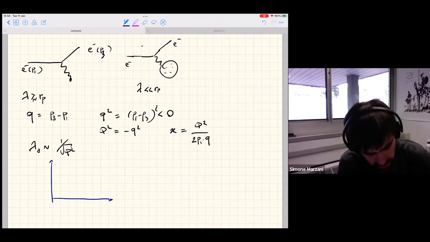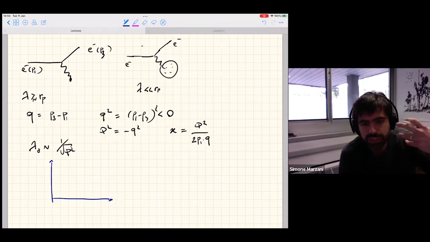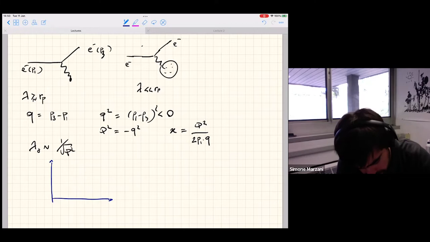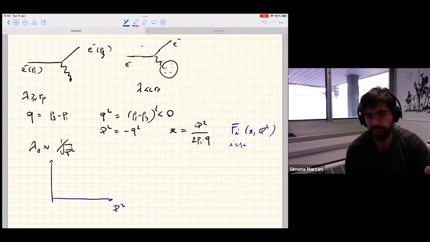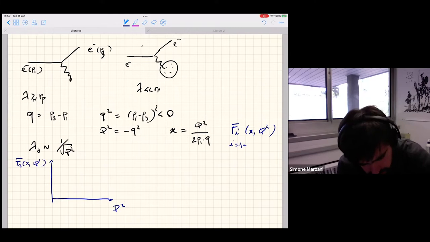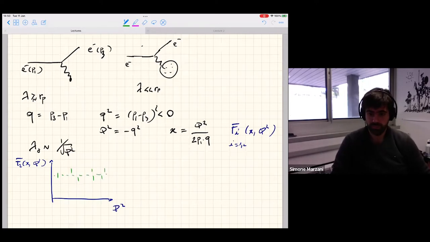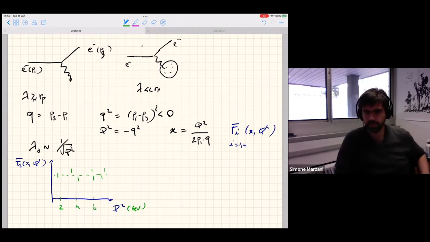These structure functions, F1 and F2, are the ones that we are interested in because they contain the information we want to understand. They contain information about the proton. The first thing people noticed is that the structure functions F1 and F2 are, on very general grounds, functions of x and Q squared. But when they looked at the data, say for F2, they appear to be rather independent of Q squared. This Q squared is in GeV squared: 2, 4, 6.